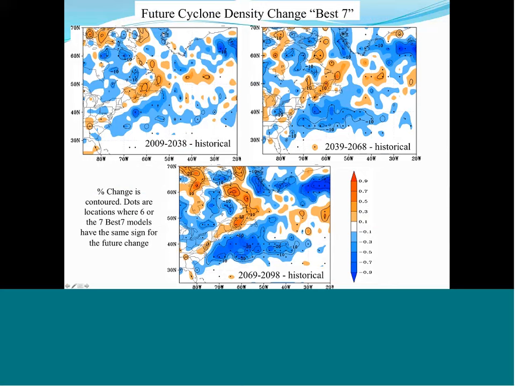And so you can see here in the Western Atlantic, as other studies have shown, there's a decrease in the cyclone intensity here out over the Western Atlantic. But as we work our way towards the East Coast, there actually is basically near neutral or slightly positive change here in terms of cyclone density change here in the best 7. It also shows up in the mean of all the models as well, which I'm not showing you. And that basically increases slightly as we head into the future.